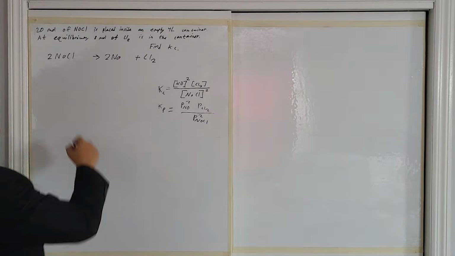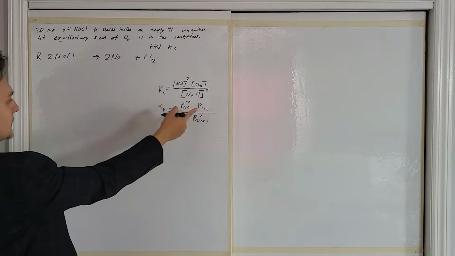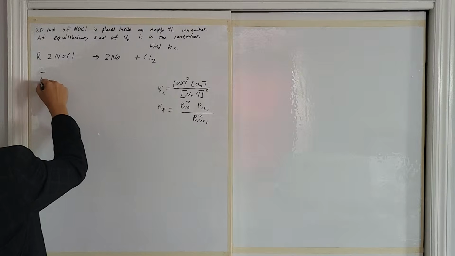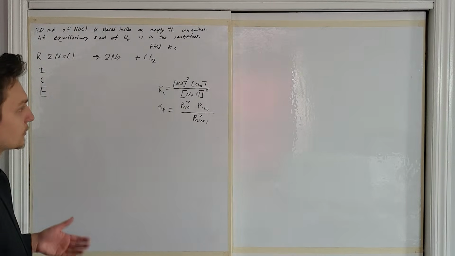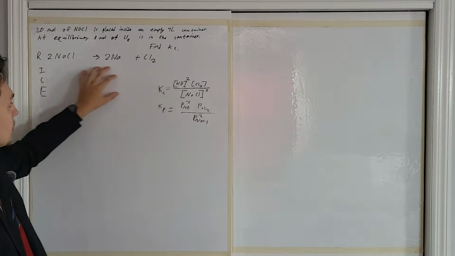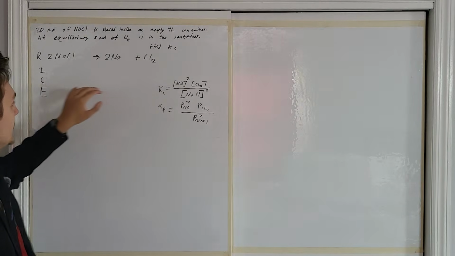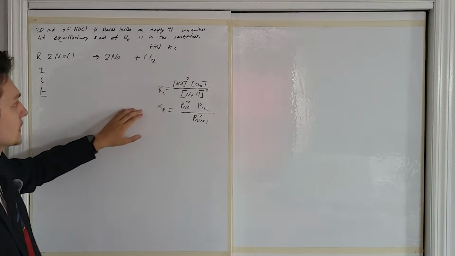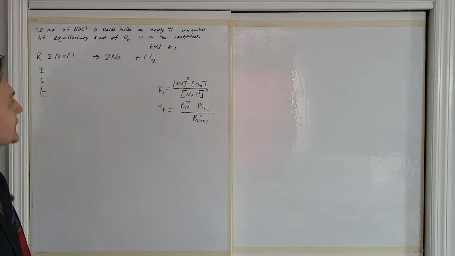We need a RICE table in order to determine these concentrations, RICE. R is reaction, I stands for initial, C stands for change, and E stands for equilibrium. And we're going to go through exactly what that means and how to use it.